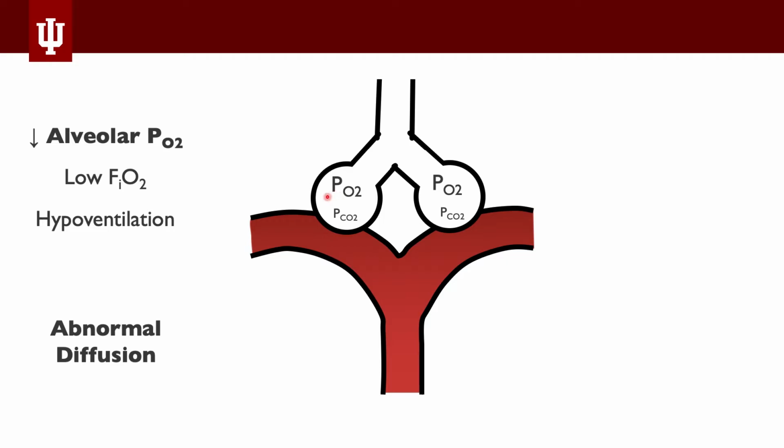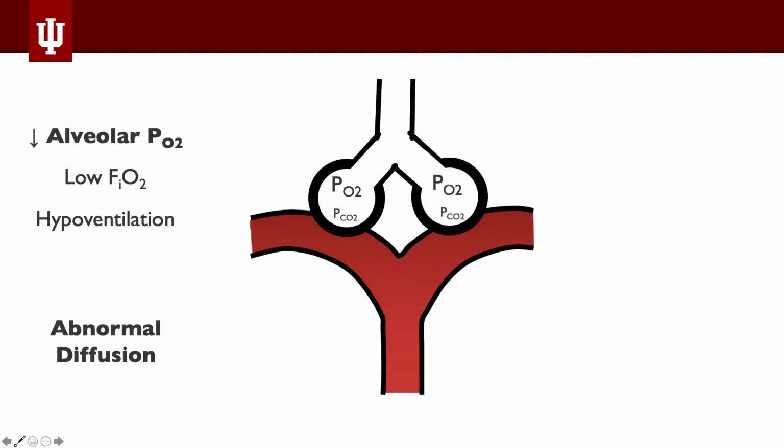The next thing that we can have is abnormal diffusion. There are two ways that this can happen. The first is a thickened interstitial membrane here. So basically someone with interstitial lung disease might have junk, fibrosis, all sorts of stuff in the interstitium that thickens it and makes it difficult for oxygen to diffuse from here to here. The interstitium also gets thickened in pulmonary edema. That's one reason that pulmonary edema causes hypoxemia. So this can be thickened in pulmonary edema.